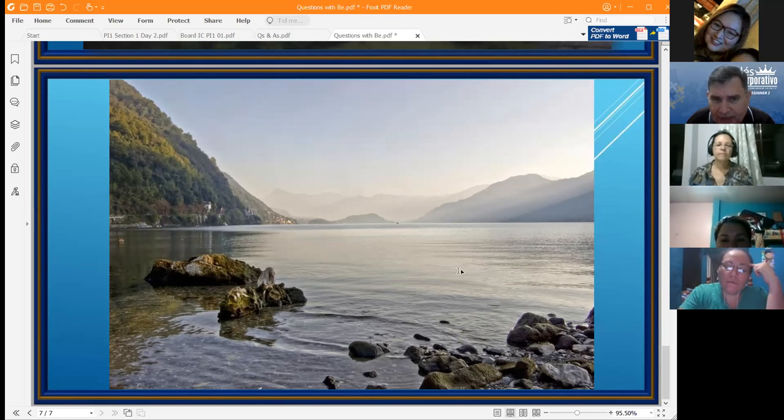Exactly. Where is this lake? Okay. Is it very far? Are there people living, let's say, on the shore or close to the shore? Are there villages nearby? Okay.